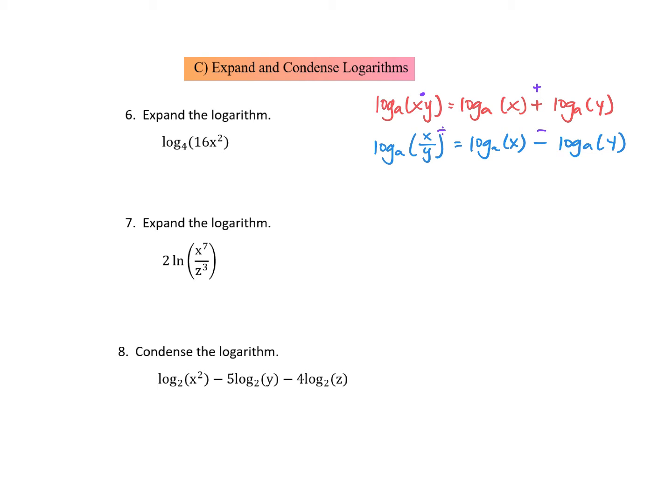The third log property that's going to be helpful to us here is the one that allows us to take an exponent within the argument of the logarithm and move it out in front as a coefficient.